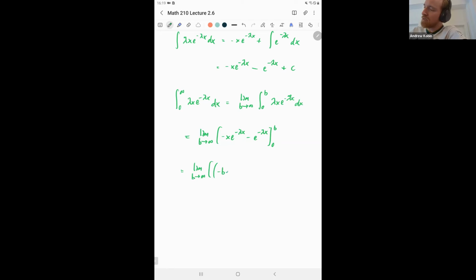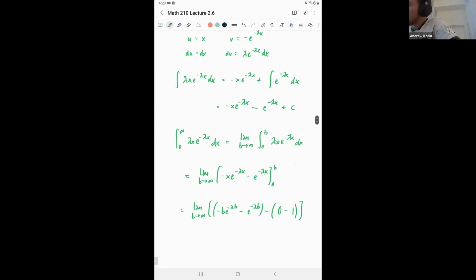So I'll get negative b e to the minus lambda b minus e to the negative lambda b. Good. Minus what happens when we plug in 0. Well, the first expression is 0 because there's an x up front. Next expression is e to the 0 is 1, so I'll get a 1 there. Let's see. What did I? You know what? I made a mistake.